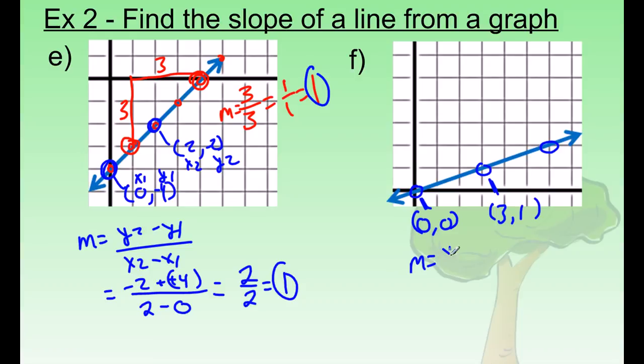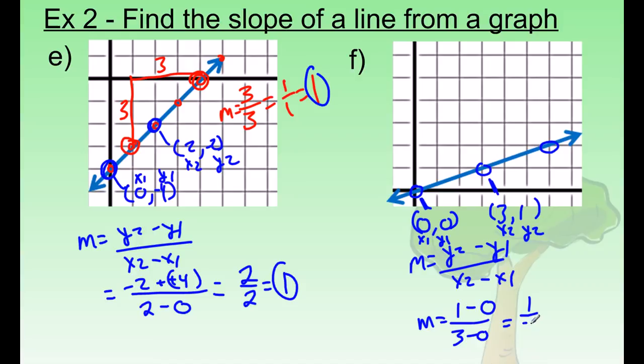M equals y2 minus y1 over x2 minus x1, with x1, y1, x2, y2. And so we have 1 minus 0 over 3 minus 0, which is 1 over 3. That was pretty easy.